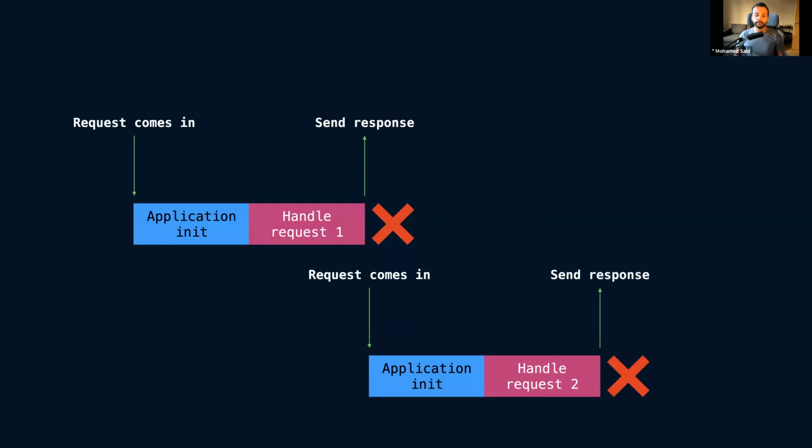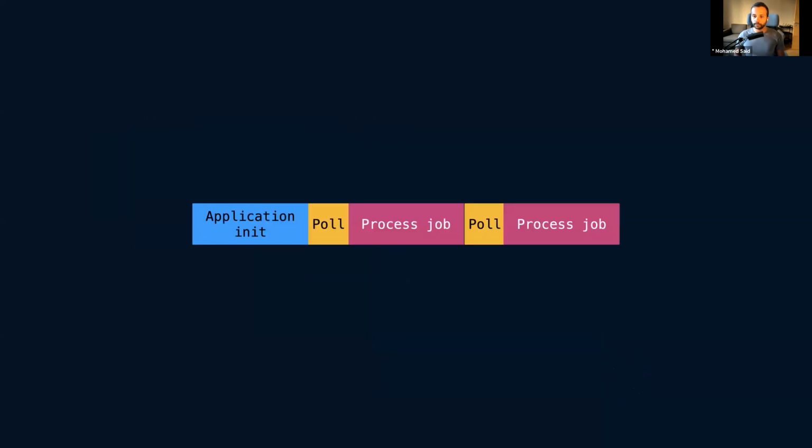Another request comes in, and the same scenario happens again. Another process started, a fresh process, a fresh application instance is created, the request is handled, the response is sent, and the process is terminated. The difference between this and how a queue processes jobs, or how a worker works, is that this is the execution plan of a worker. It starts a process, and this process never exits, it never terminates.